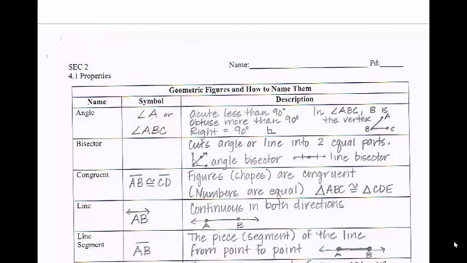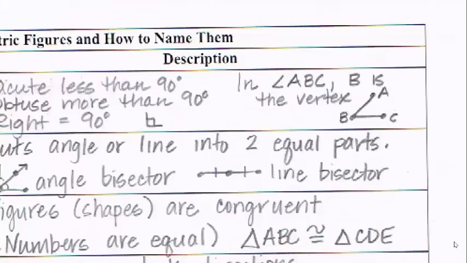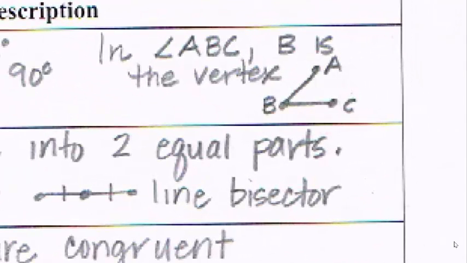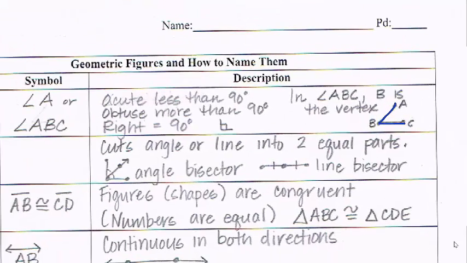All right, so we're talking about angles, okay? So an angle would be something like this. This is angle ABC, okay? And you could call it angle B, because it always labels it by what we call the vertex. Or you could use all the points, angle ABC, okay?